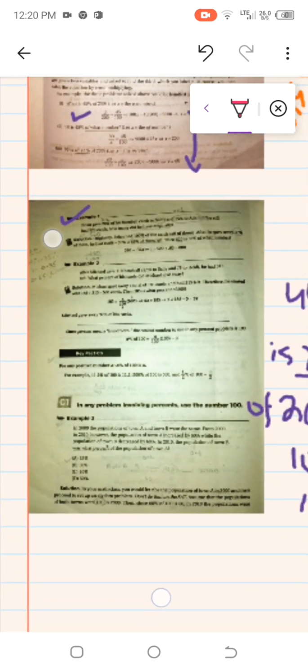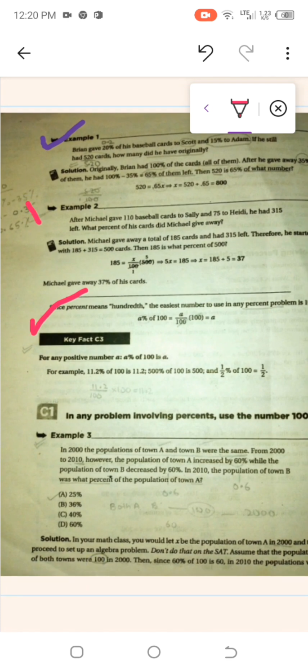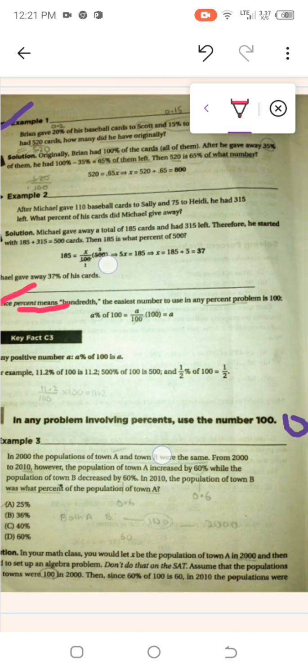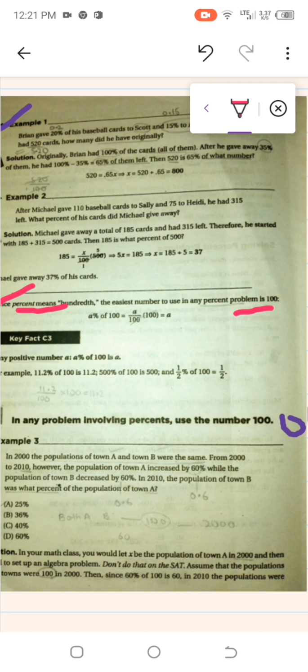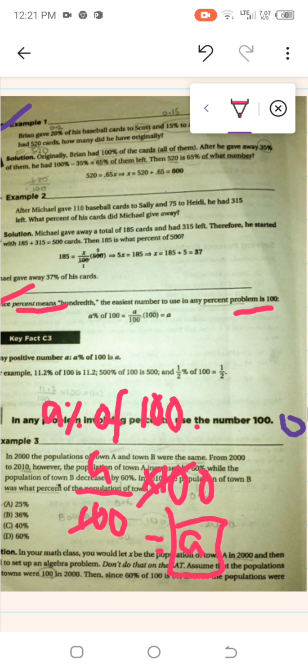So we are moving towards another key fact. Mr. Higgins said what? These are the same examples. You can go with this example too. Since percentage means 100, the easiest method to use in any problem is 100. If you have to use percentage in any problem, that is the easy method, and you will get the same answer. Like if you want to solve a percent of 100, you will divide a times 100 by 100, because "of" is 100, so 100 will be cut by 100, and you will get the same answer, it will be a. Okay, so this is the easy method.